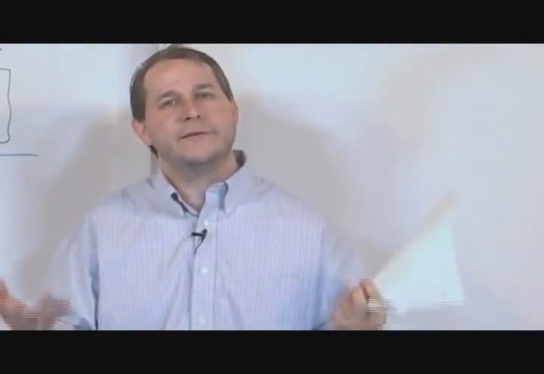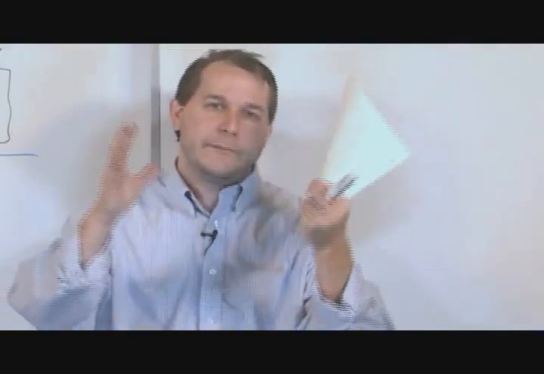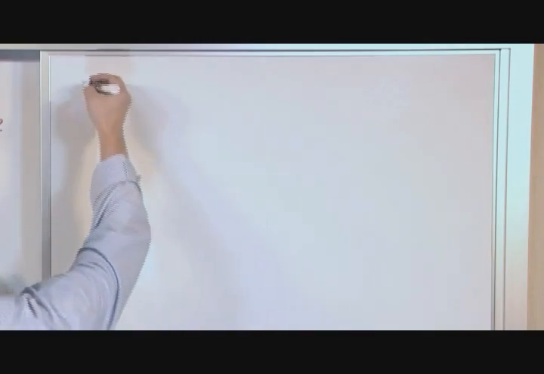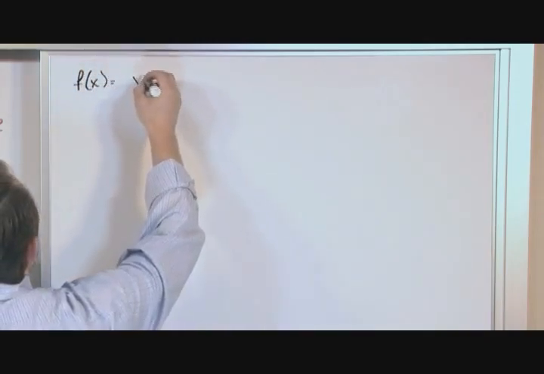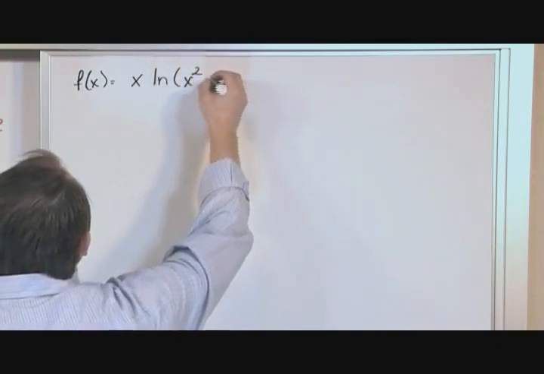Once you know how to apply the chain rule, you will know how to do it, at least from a big picture point of view. Take the derivative of the outside, multiply by the derivative of the inside, and you just keep going in and in and in until you're done. So, let's get a little more practice with this. Let's say we have f of x is equal to x times the natural log of x squared minus 1.